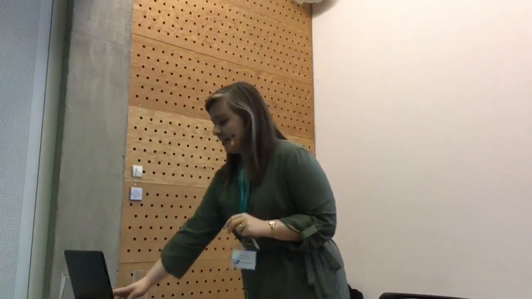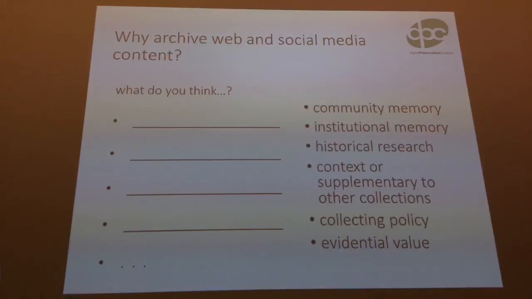So those are all really good answers. These are just a few I jotted down previously, but I think we've more or less addressed all of them. But just a couple that weren't explicitly stated is how often web and social media content are important contextual information or supplement other records, that otherwise it's very difficult to make sense of if you don't have a way of tracing the context they existed in, what was happening in the news, or what events led up to this particular thing happening. And also, perhaps we just don't have the right sector in the room, but how often web or social media content is used increasingly as evidential value is also important.